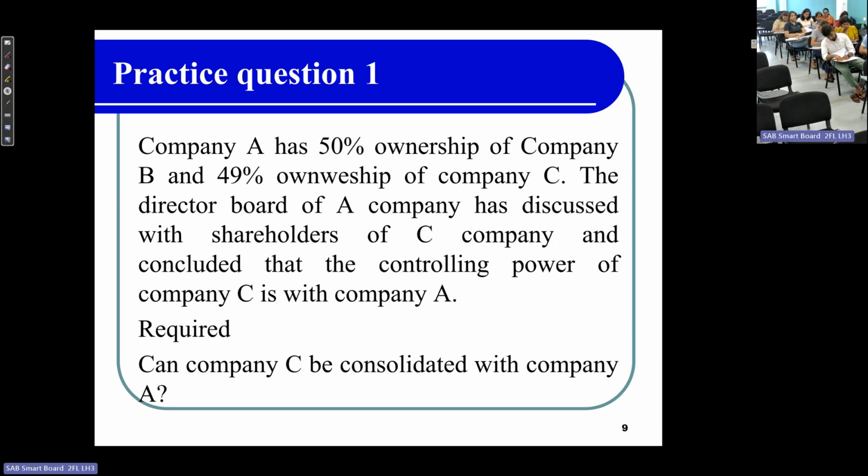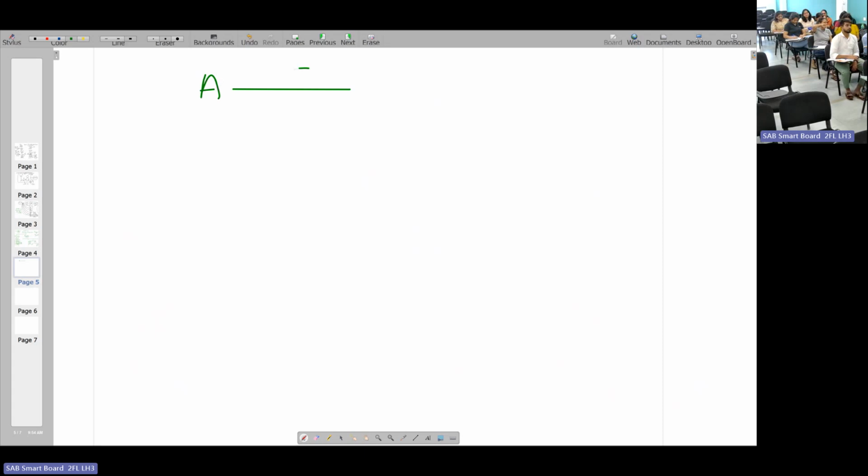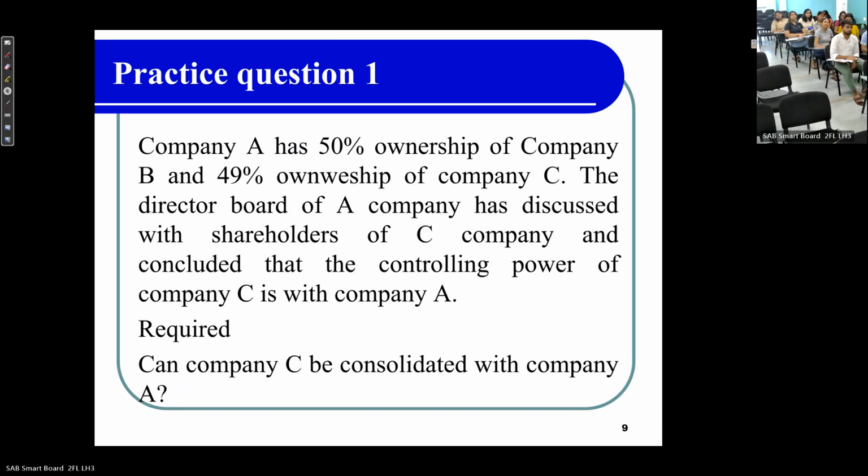Company A has 50% ownership of company B and 49% of company C. Company A has two ownerships, 50% with company B and 49% with company C. The board of directors of company A has discussed with shareholders of company C and concluded that the controlling power of company C is with company A. Can company C be consolidated with company A?